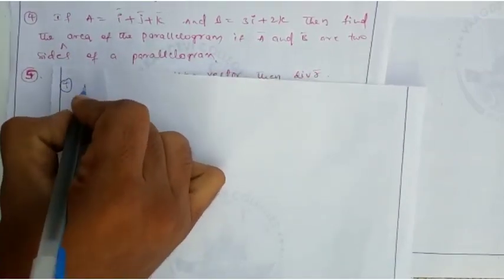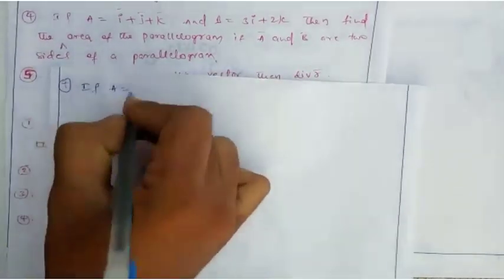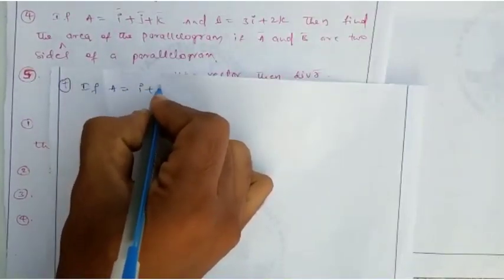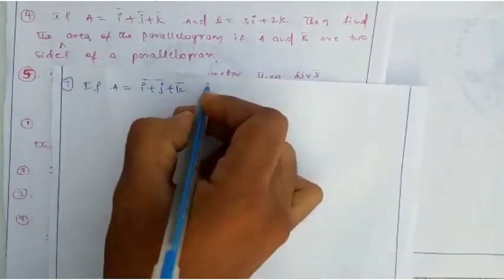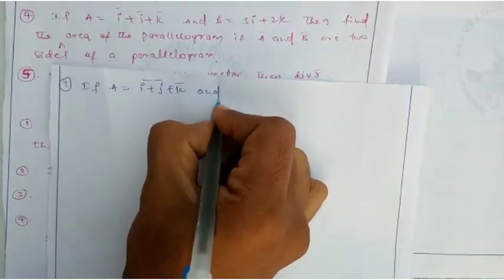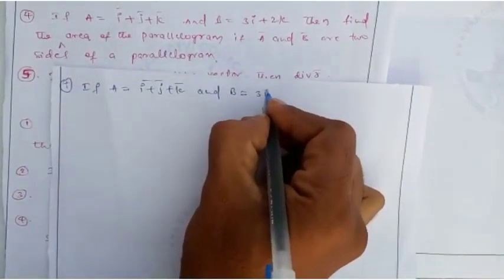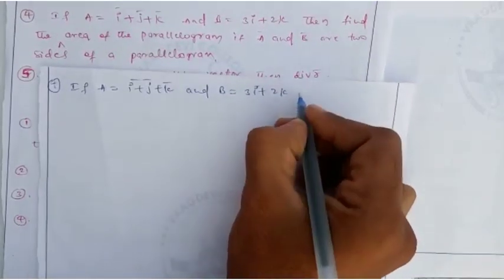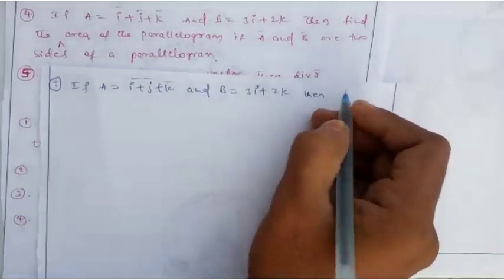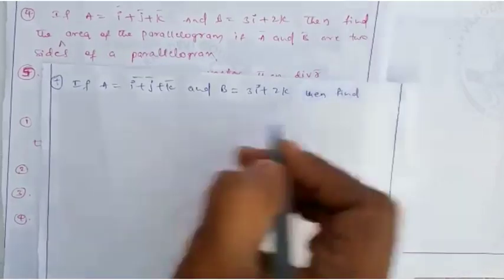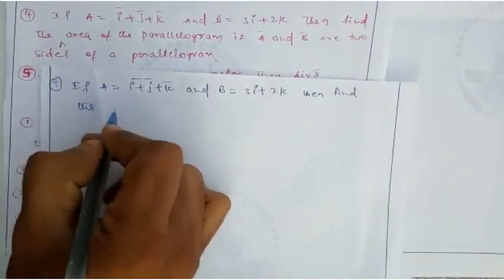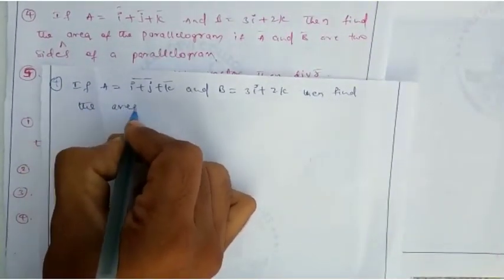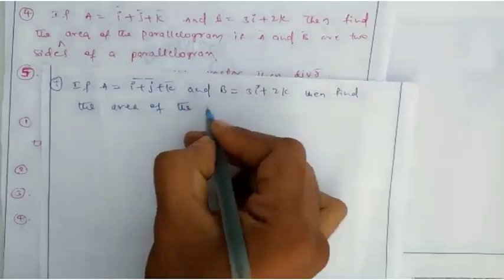If a is equal to i bar plus j bar plus k bar and b is equal to 3i bar plus 2k bar, then find the area of the parallelogram. Area of the parallelogram.